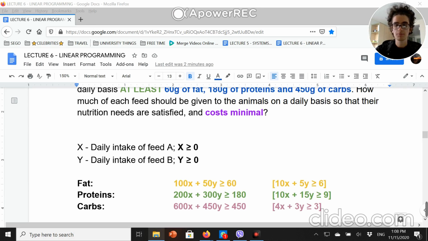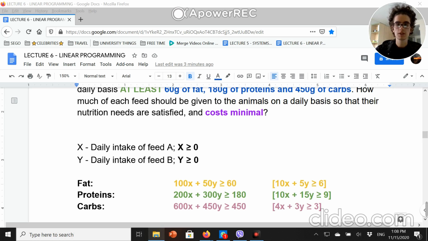So what we're gonna do, we're gonna divide the first one by 10 so that we have 10x plus 5y to be greater or equal to 6. Second one, we're gonna divide by 20, so we have 10x plus 15y to be greater or equal to 9. And the third one, we're gonna divide by 150 so that we have 4x plus 3y to be bigger or equal to 3. You don't have to do that, but I like to have the smallest possible numbers while doing equations and linear programming in general.